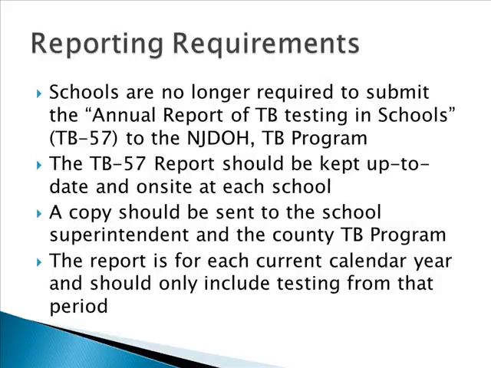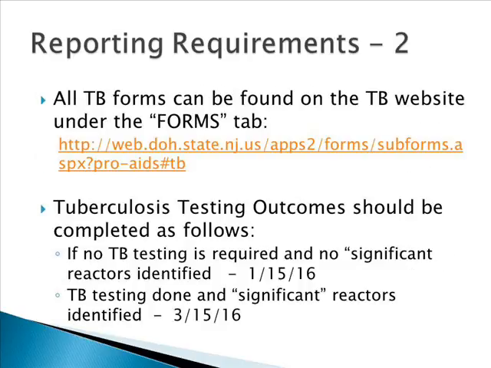So we used to have more reporting requirements over the years, and you used to have to send them to the New Jersey Department of Health TB program. But right now, you're no longer required to submit the annual report, which is the TB57, to our department in Trenton. You should keep this up to date and on site in each school. And you could send a copy to the superintendent and the county TB program. The report is for each current school year and should only include testing from that period. All of these forms can be found on the TB website under the Forms tab. And here's our website. I'm sure you all are familiar with it, and if not, you can contact us.